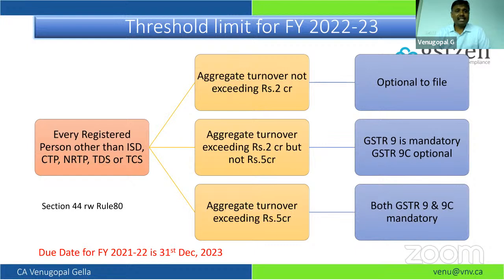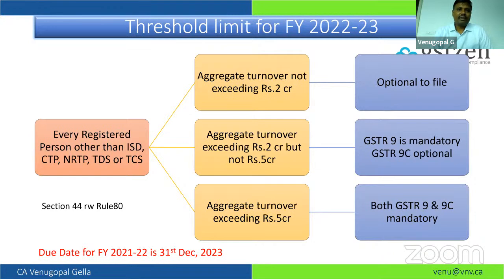In these 3 states, I have a registration. Approximately, I am doing a turnover of 70 lakhs in each of the states. Cumulatively, I have exceeded 2 crores, which is 2.1 crore. I should be filing GSTR-9 in all of the states. It is not a PAN-based filing, it is GSTN-based filing. So for each GSTN ID, I have to file it.